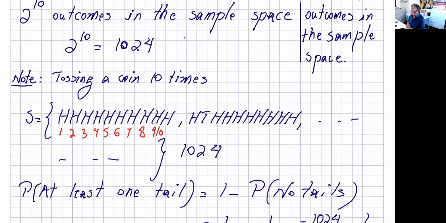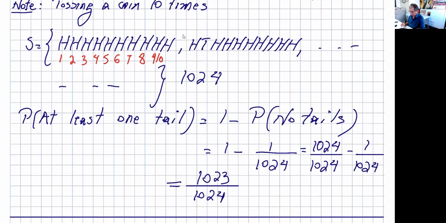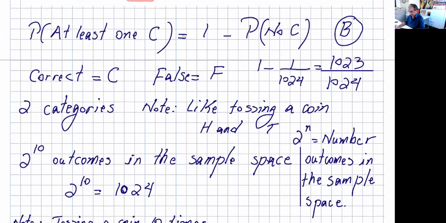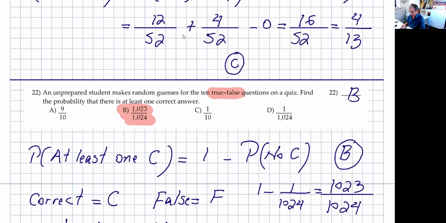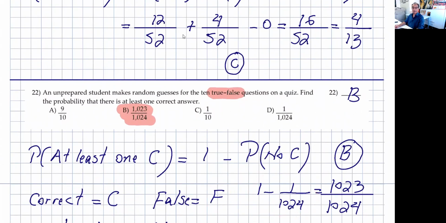So when you say P of at least one tail, that's 1 minus P of no tails. That means 1 minus this outcome, all heads. So it's 1 minus 1 over 1024. Our problem works exactly the same way, but instead of heads and tails, what we have is correct or false. That's why you can use that. And remember, in this type of problem, when you hear at least one, just do 1 minus none.